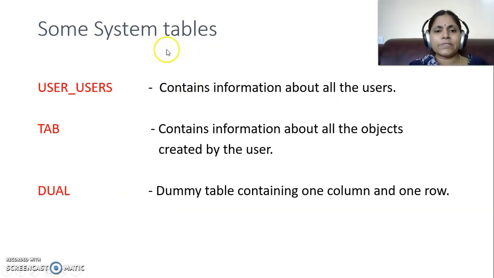There are already some system tables that are available in SQL, for example, user_users, tab, dual. User_users contains information about all the users in the database. Tab contains information about all the objects that are created by the user. Dual is the dummy table containing only one column and one row.